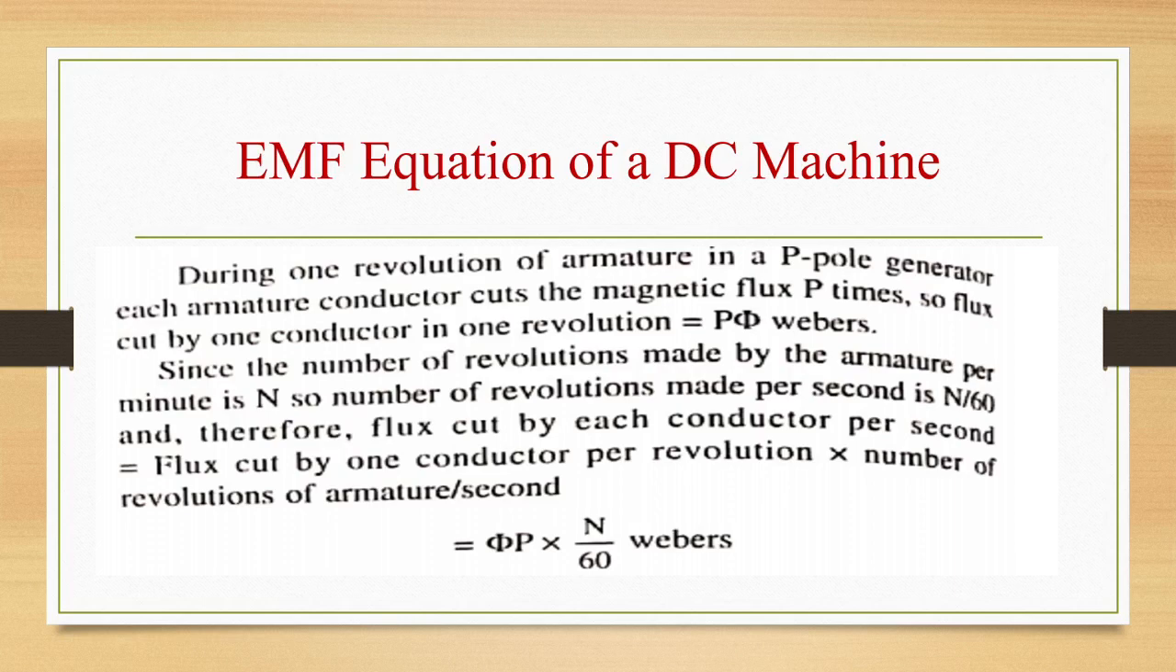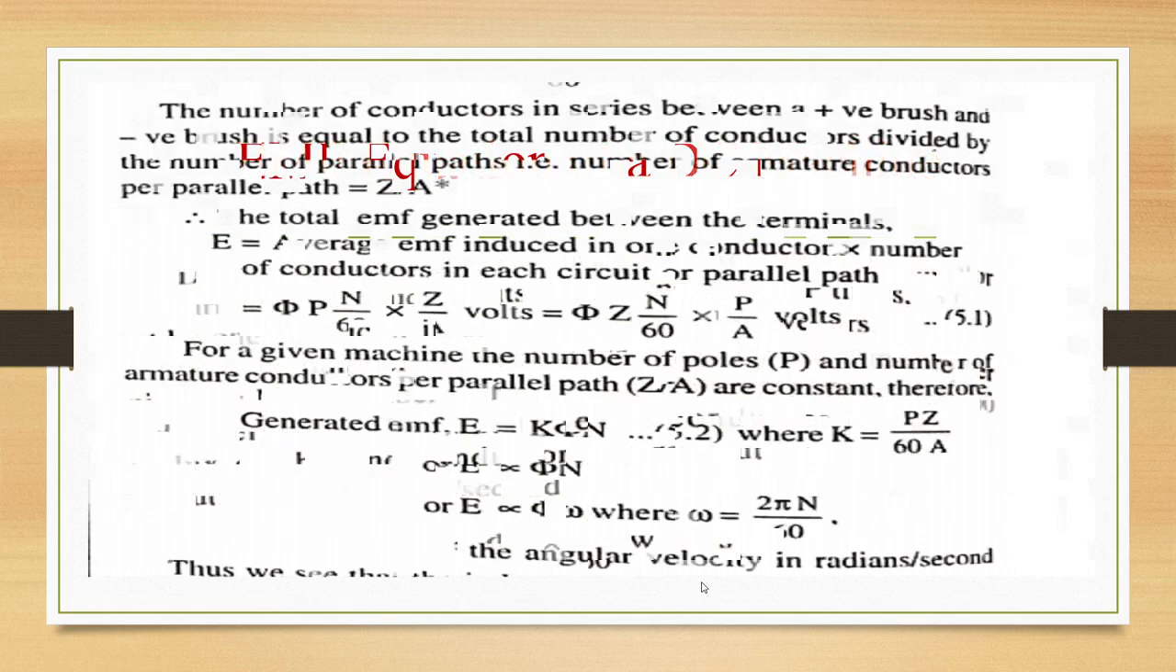Since the number of revolutions made by the armature per minute is n, the number of revolutions made per second is n/60. Therefore, flux cut by each conductor per second is flux cut by one conductor per revolution times the number of revolutions of the armature per second, that is flux cut by each conductor per second is given as Pφ × n/60 webers.